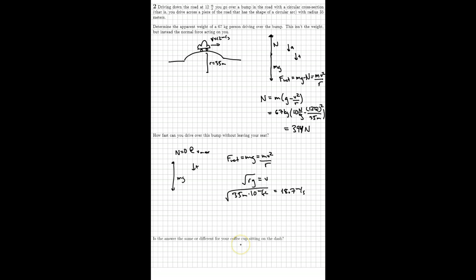So does that change anything for the coffee cup sitting on my dash? Well, the only difference really between the coffee cup and me here is the m, and we saw that the m cancels out. So really, there's no difference there. I'm assuming that neither of us is subject to any additional forces here, like a harness holding me down, or the coffee cup being glued down. But if you're just sitting there on the stool, the m cancels out, and the car would fly up, I would fly up, the coffee cup would fly up if we went any faster.